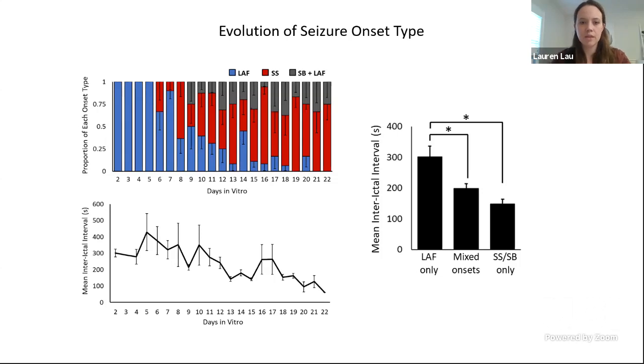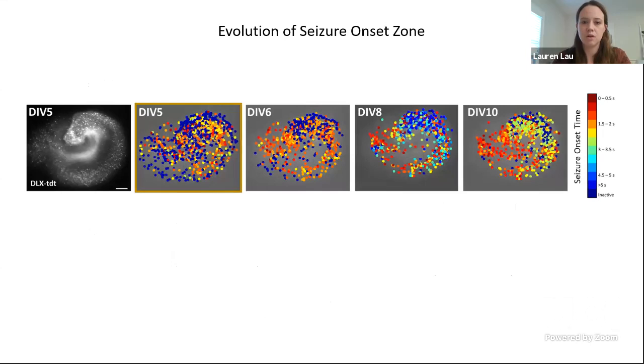So in addition to seeing the development of different types of seizure onset, I also saw a refinement of the seizure onset zone over time. So in this figure, the first panel is just showing you one of our DLX tdTomato labeled slices because it's a little easier to see the anatomy of the slice with the labeling. So you have dentate up here, hilus, CA3, CA1.